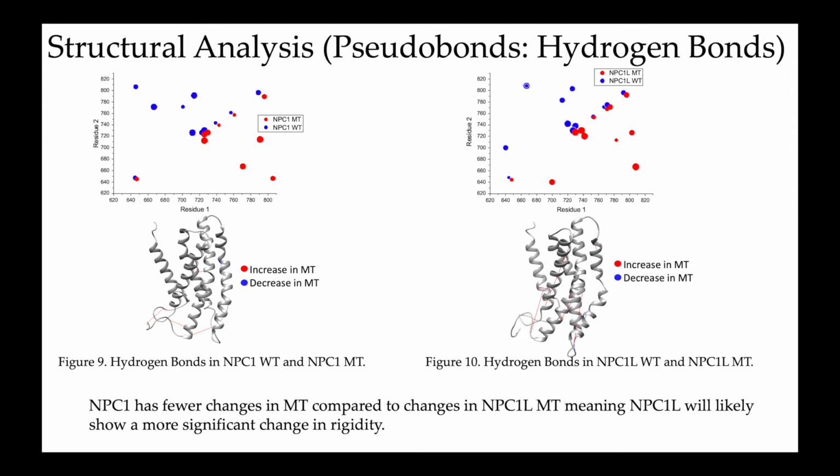And then moving on to NPC1-like, there are actually 16 overall changes, 9 decreasing and 7 increasing. You can see these mapped on the respective PDB structures below the graphs. So if it's red, that means that it's an increase in the mutant type, and the blue is a decrease in the mutant type. So since NPC1 has fewer changes in the mutant type compared to the changes in the NPC1-like mutant type, the NPC1-like will likely show a more significant change in rigidity.